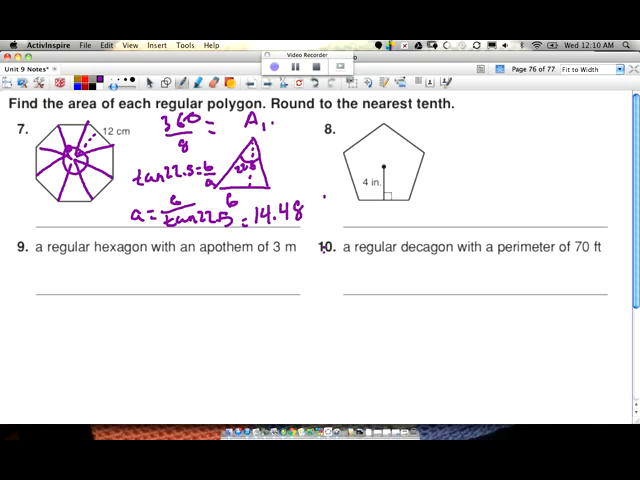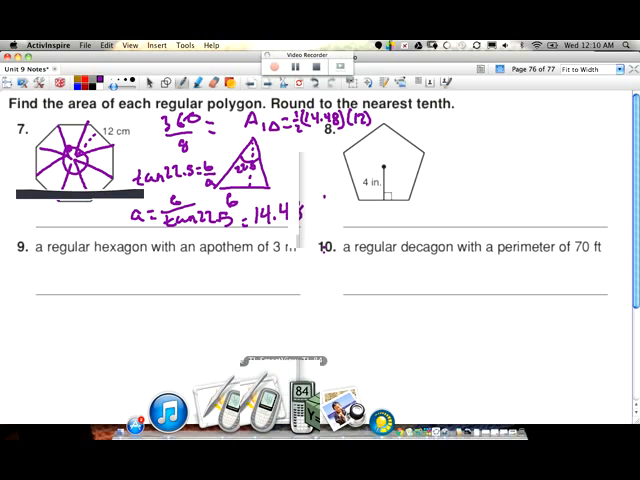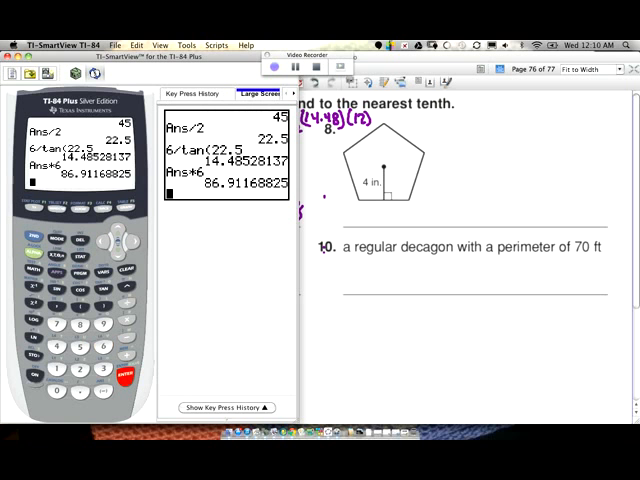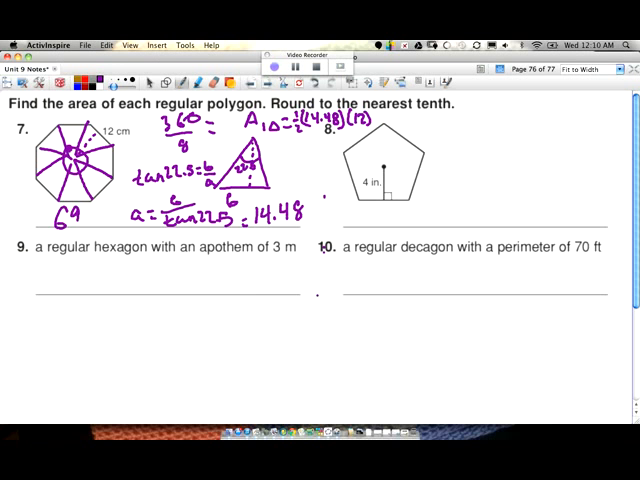That means the area of this one triangle is going to be half of 14.48 times 12, or 6 times 14.48. So let's find that out. Second answer times 6 is 86.91. That's one triangle, but there's 8 of them. So I'm going to multiply that by 8. And it gives me 695. Okay, so this one is 695. And I'm actually going to leave it there.